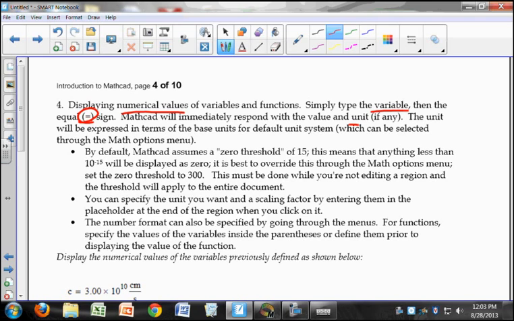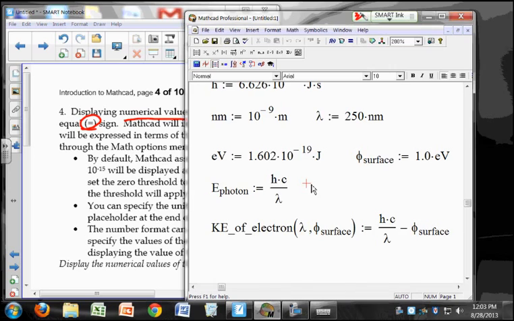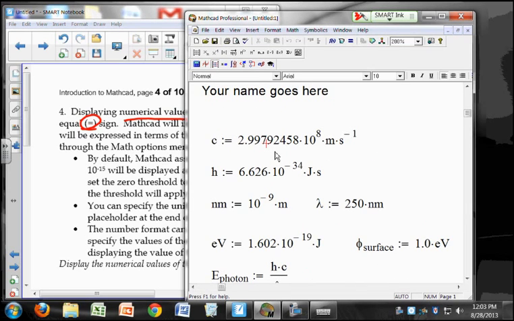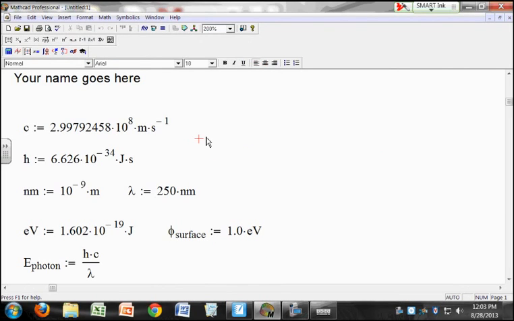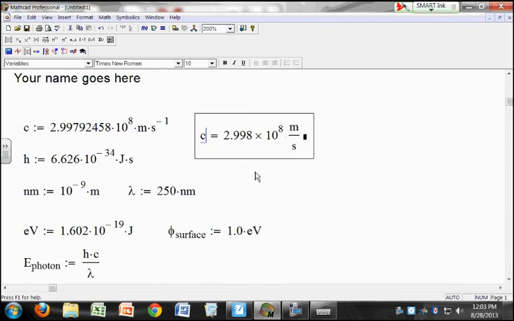Okay? So let's go to our Mathcad document. Right here, I've defined C over here. So if I ask Mathcad what C is, I say C and then press equal, and it responds, tells me it's 2.998 times 10 to the 8. Right? Now, meters per second.